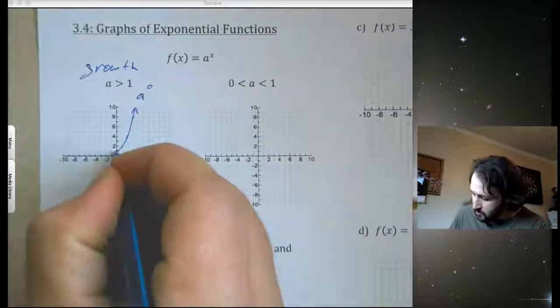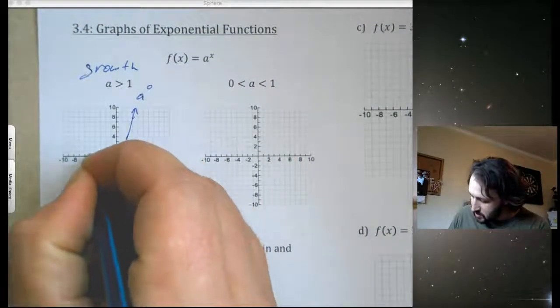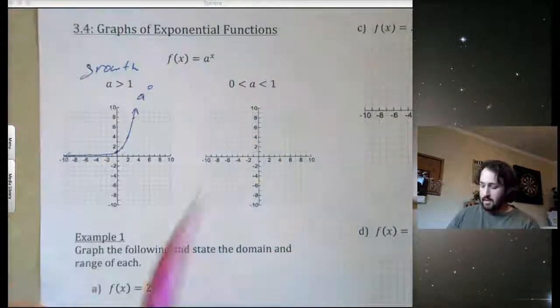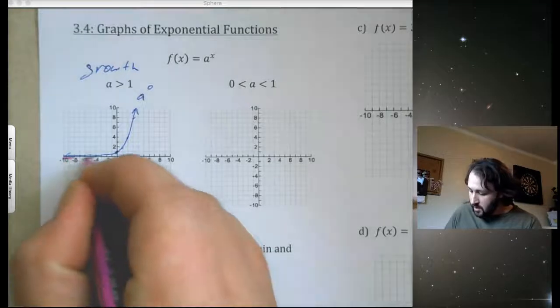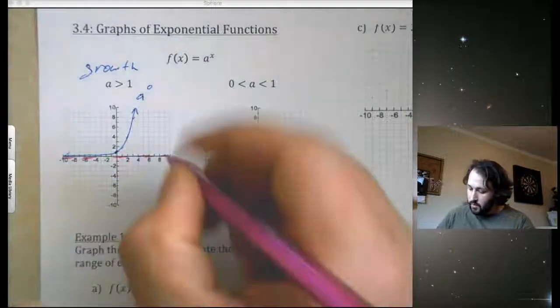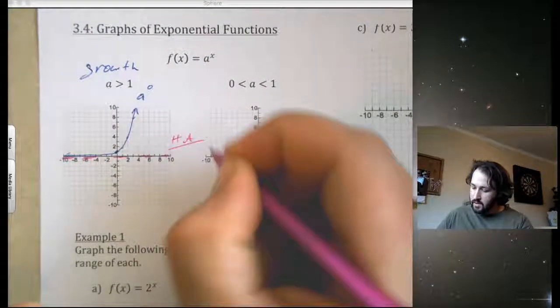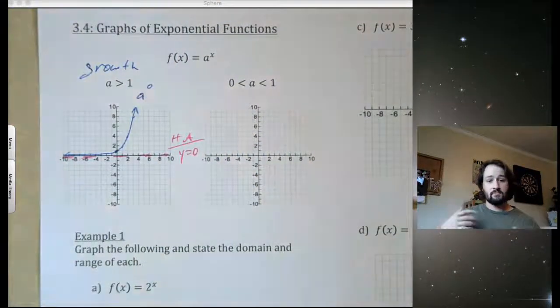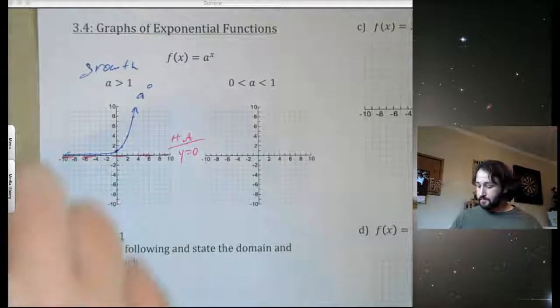From the other direction, it's going to get closer and closer, but it will never be 0. It gets closer to what we call a horizontal asymptote. For both of these, we will have a horizontal asymptote at y equals 0. Unless that moves up or down, it's going to stay at y equals 0.